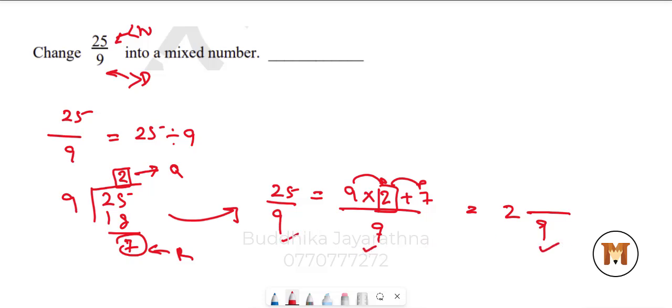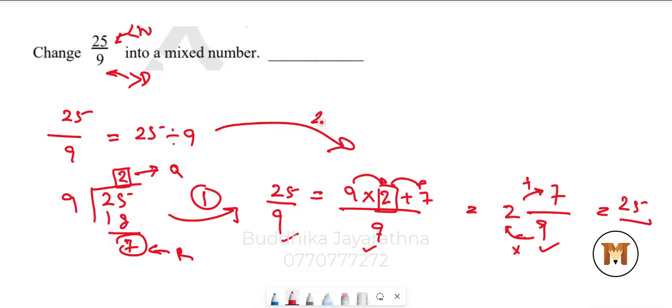So in the numerator, 9 times 2 is 18, and you need to add the balance into it, which is 7. 9 times 2 is 18, 18 plus 7 is 25. So again you are getting the same thing here, 25 over 9. This is the way you can do it. You can quickly come to this part as you wish, or you can do step 1 and go to step 2, or otherwise do step 2 directly. That's how you can make a mixed number. I hope this is clear to you.